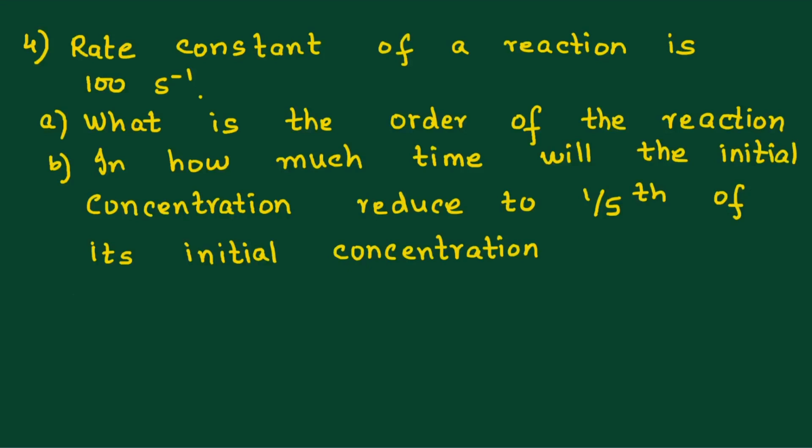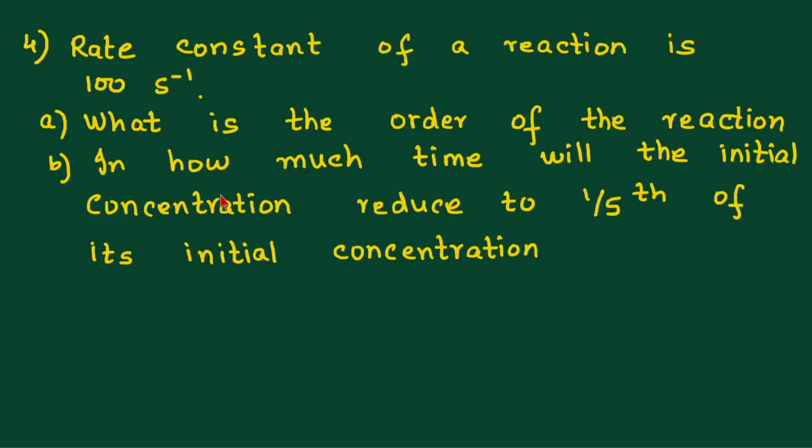Okay, now that I have given you practice of two different types of questions, here's a challenge question for you. Rate constant of a reaction is 100 per second. What clue does it give you? So the first part is, what is the order of the reaction? Did I hear a murmur of first order reaction? Oh yes, very good.